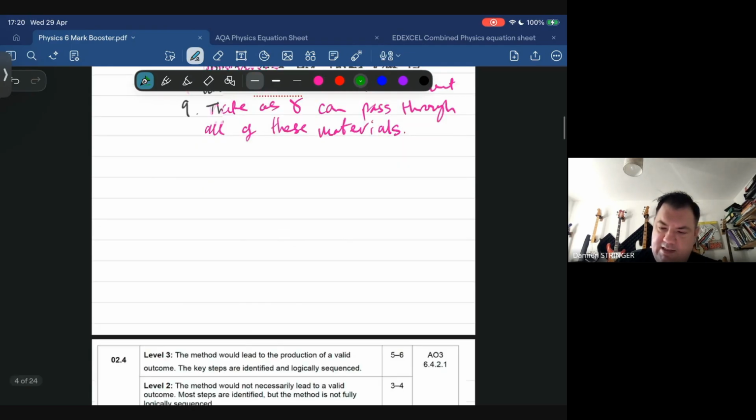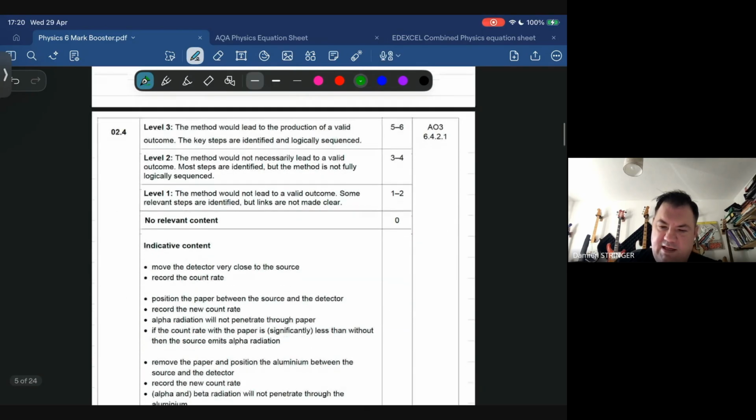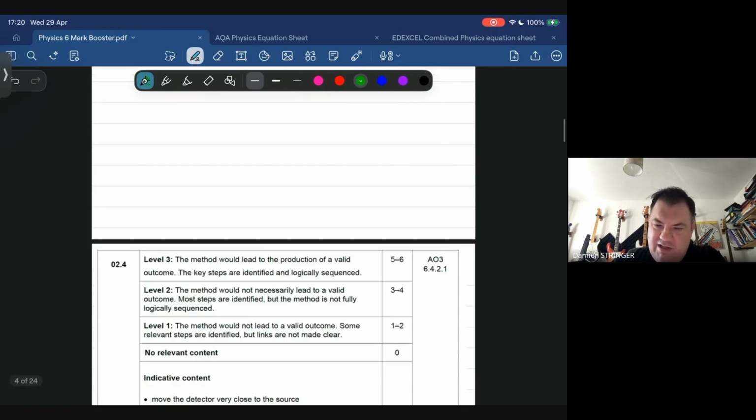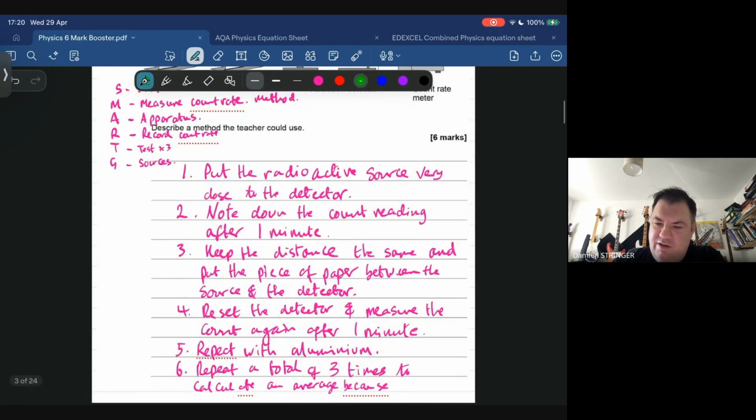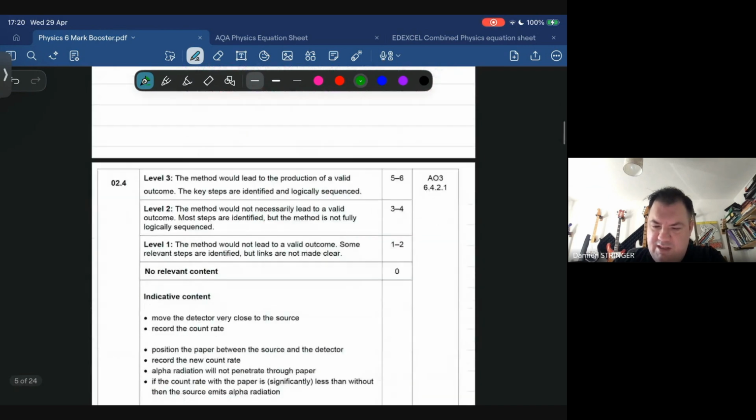So let's have a look then. Obviously, these are in levels. Would not lead to a valid outcome. Would not necessarily lead to one, and then would lead to one. So I think this would lead to one. So move the detector very close to the source, record the count rate. These are not just a mark per thing, but I do tick them. So we have put very close, note the count rate. We have put after 1 minute. That wasn't mentioned in that.